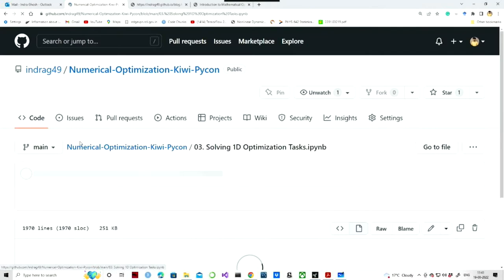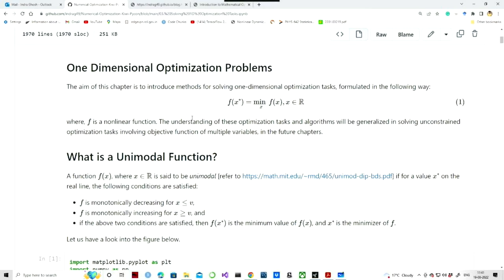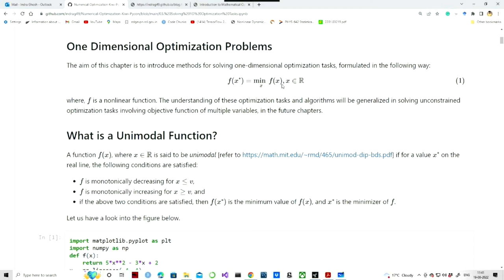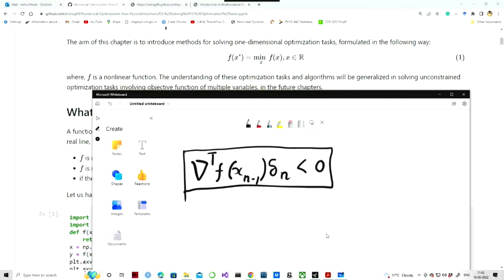To choose this direction, we need to solve one-dimensional optimization problems. The aim of this notebook is to introduce methods for solving one-dimensional optimization tasks, which is formulated in this way. One-dimensional means here x is just a scalar. Instead of using any vectors, it's just made of one value. So that's why it's one-dimensional.